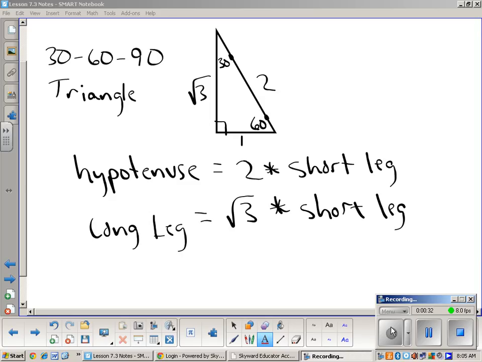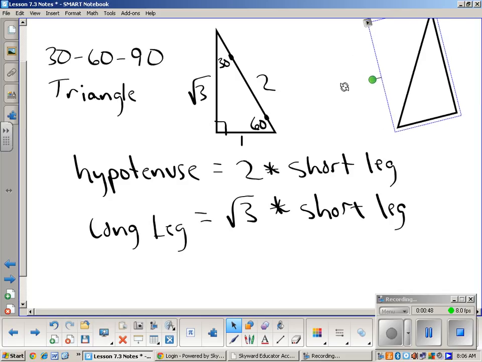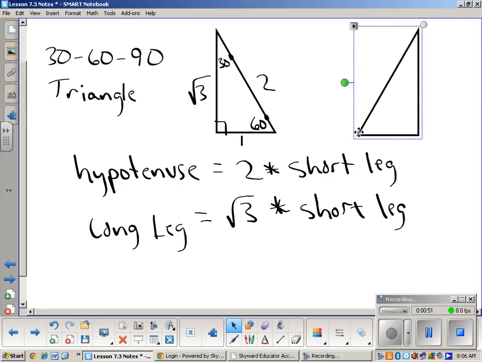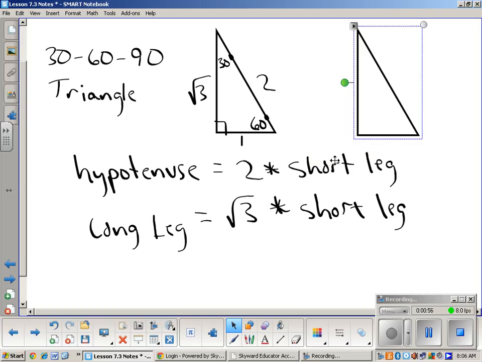The book's triangle looks a little differently than this. They probably have it looking like this. And not the orientation, that really doesn't matter. They probably have it labeled S and 2S and S times square root of 3.